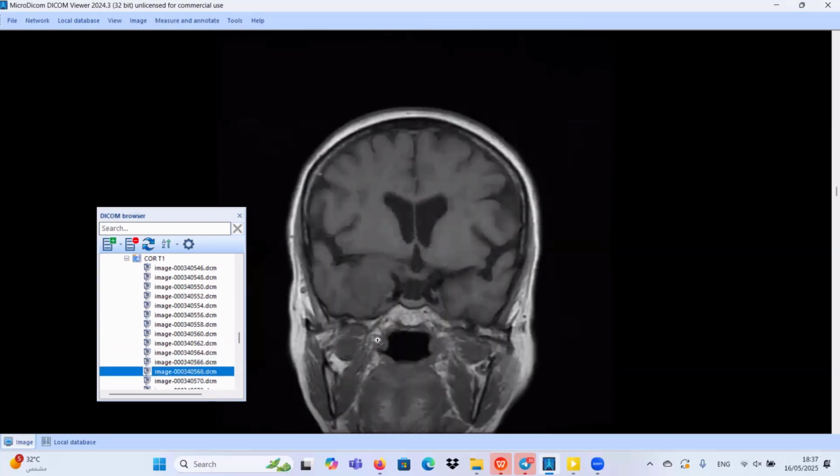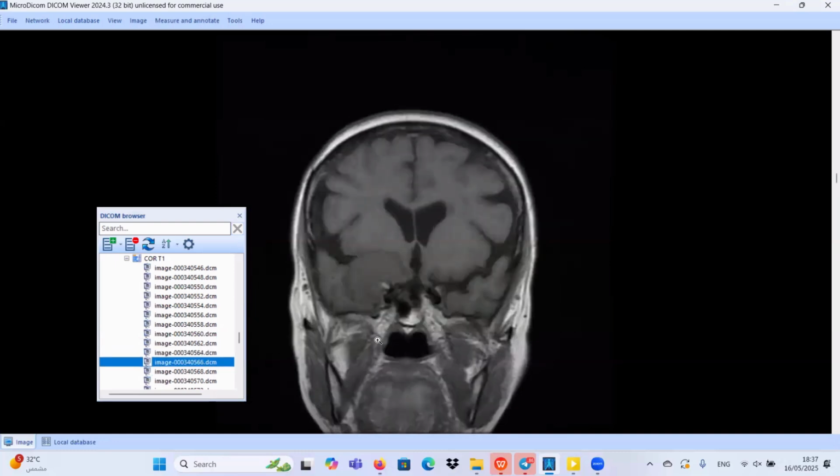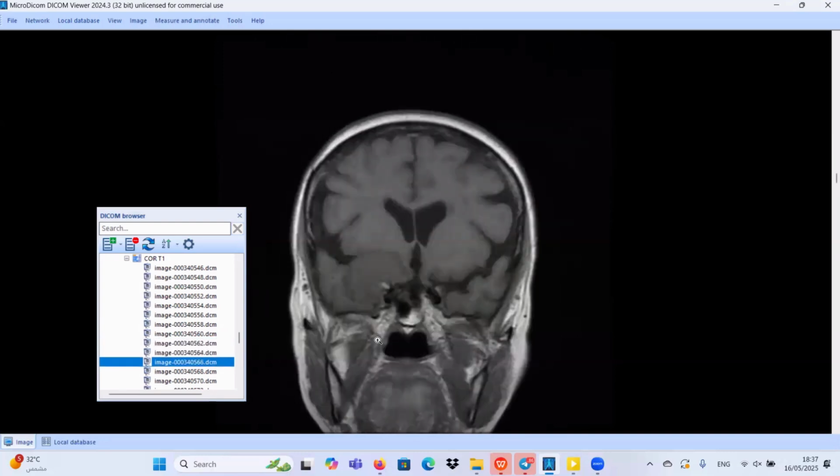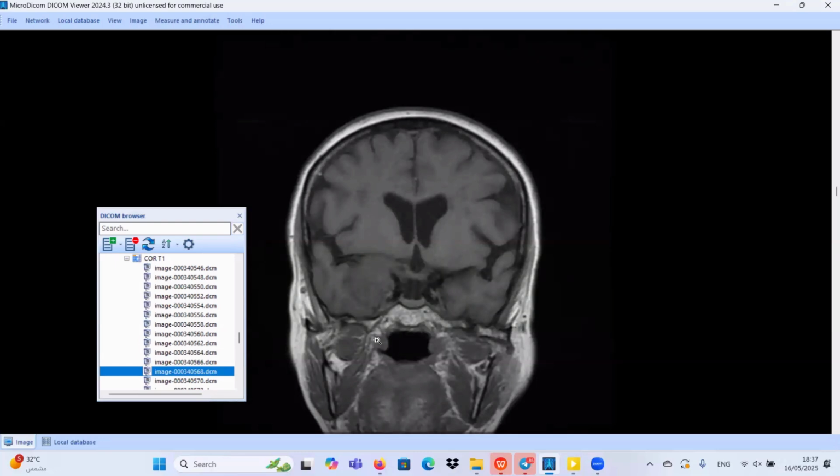Also, the lesion is seen partially encroaching upon the suprasellar cistern with no significant compression upon the optic chiasm. This is the optic chiasm. So this is the anterior clinoid process, and this is the mass lesion. It's very specific to be an anterior clinoid process meningioma.